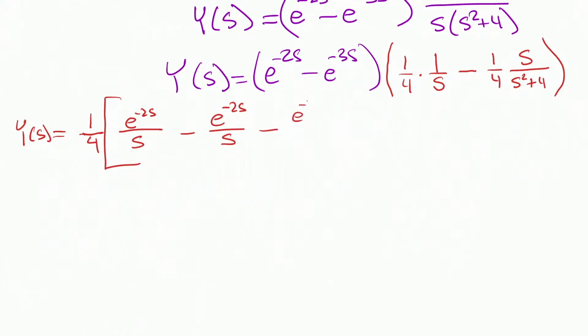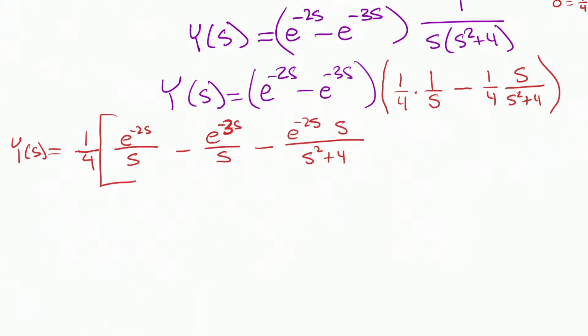e to the -3s, oh, sorry, that should be a 3. Over s squared plus 4. And then this is e to the negative 3s times s over s squared plus 4. And then we can close off that bracket. That way I can deal with these things one at a time, which will be a lot easier.